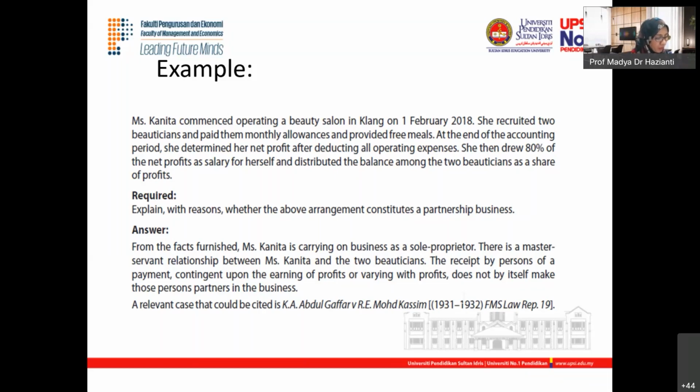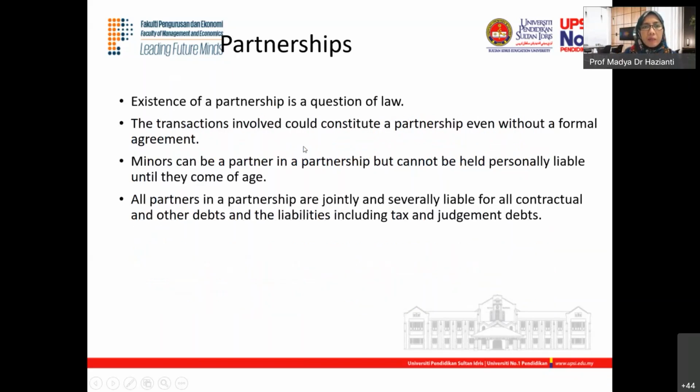The receipt by persons of a payment contingent upon the earning of profits or varying with profits does not by itself make those persons partners in the business. Right? So here, even though dia distribute balance tu, dia kata itu adalah share of profits, this is not a partnership. Okay, this is more like a sole proprietor sebab ada master-servant relationship. Alright, if you want to go back to the definition of employment income, boleh tengok topik kita yang awal-awal tu lah. But in this case, just to show you that the partnership doesn't exist.